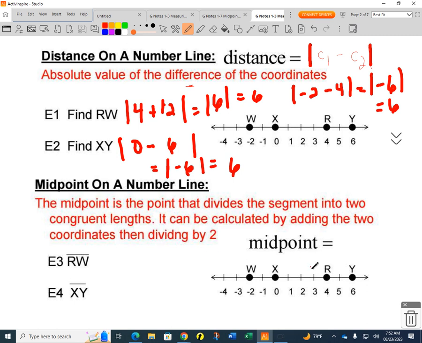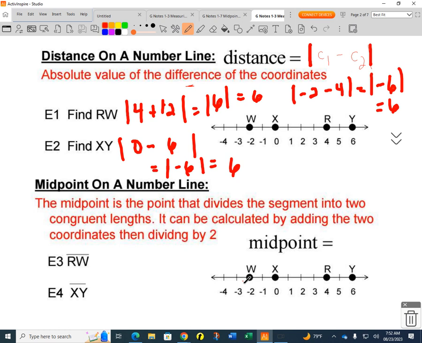Midpoint on a number line. A number line is infinite, right? So if we're talking about the midpoint on a number line, we're not talking about the midpoint of the number line. There is no midpoint of something that's infinite. If they ask us to find the midpoint, they're asking to find a midpoint between 2 points that are plotted on that number line. So in this case, example 3, we want to know what is the point that is the same distance from point R and the same distance from point W, right? And that would be the midpoint of the segment that you could draw between them. Does that make sense?